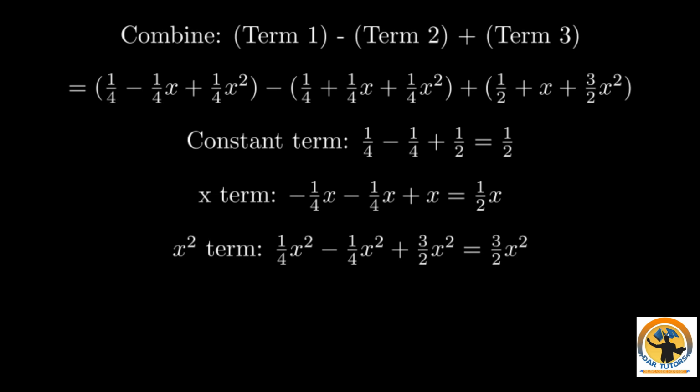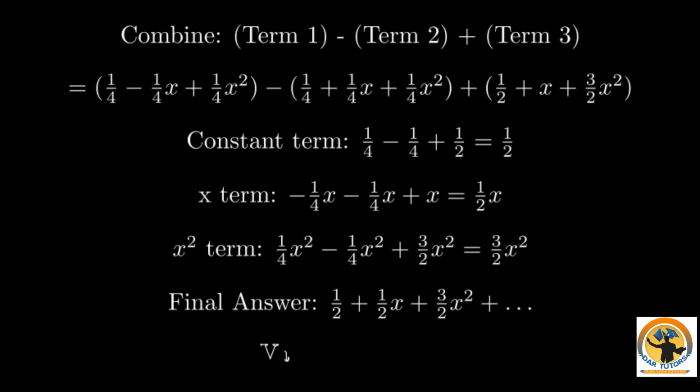Putting it all together, we get our final expansion. The expansion of 1 over (x plus 1)(x minus 1) squared is 1/2 plus 1/2 x plus 3/2 x squared, and so on. Since all three individual expansions were valid for the absolute value of x less than 1, the combined expansion is also valid for the absolute value of x less than 1.